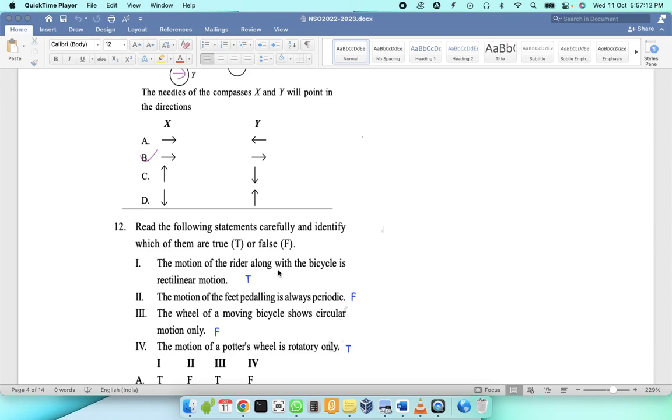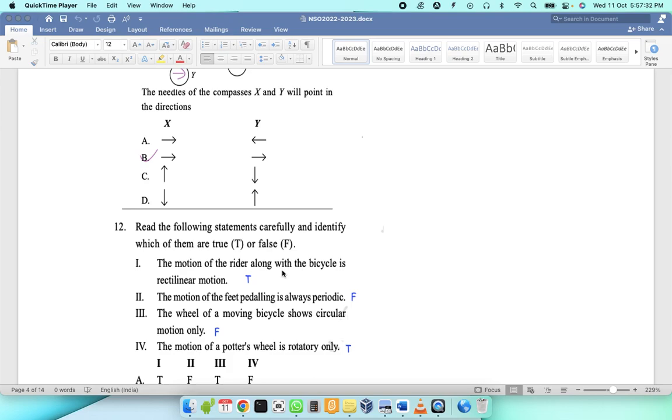The motion of a rider along with the bicycle is rectilinear motion. This is true as the motion of the rider is rectilinear. The motion of the feet pedaling is always periodic. This is false as it is non-periodic.